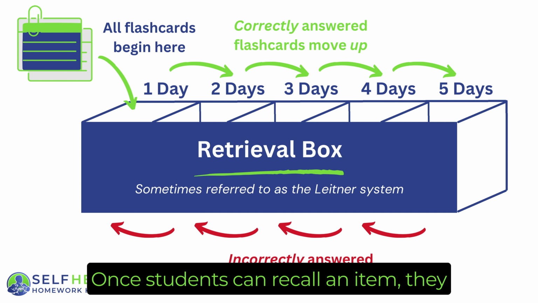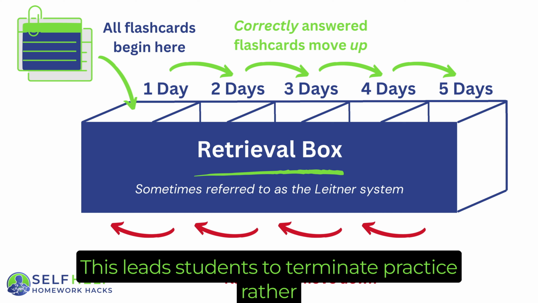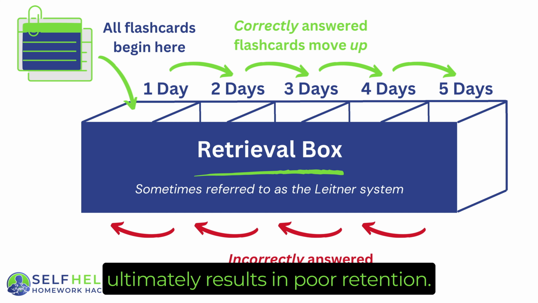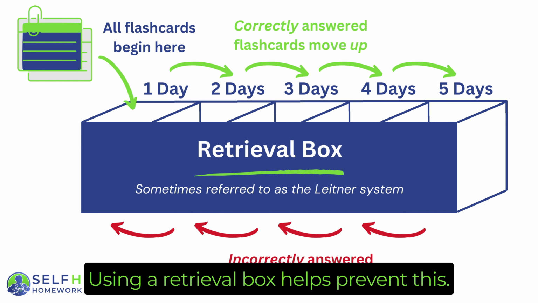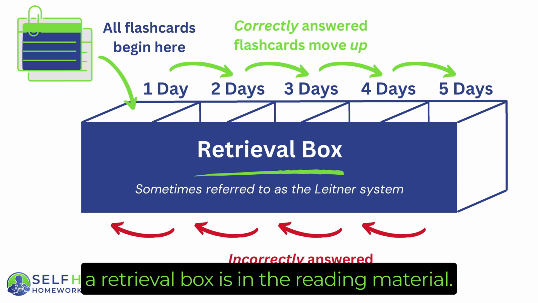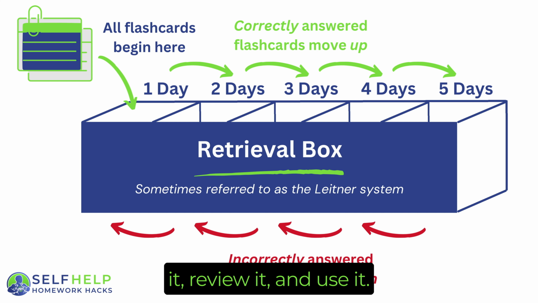Once students can recall an item, they tend to believe they have learned it. This leads students to terminate practice rather than practice retrieval, a strategy choice that ultimately results in poor retention. Using a retrieval box helps prevent this. The detailed instructions for building out and using a retrieval box is in the reading material. We highly encourage you to read it, review it, and use it.